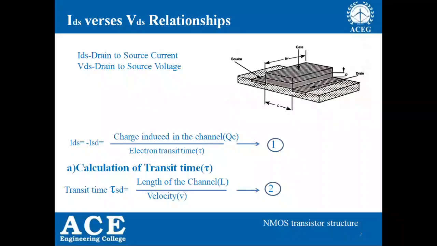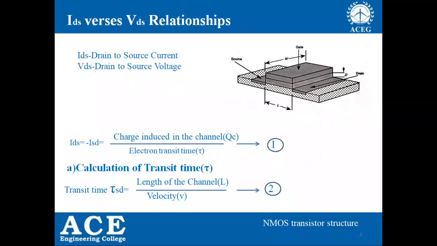to source. And as we know from the current definition, it is the ratio of the charge induced divided by the transit time. So here, as we are going to know the current between drain to source, that means we are calculating the current which is existing in the channel. Now the current through the channel, IDS, is also equal to minus ISD.